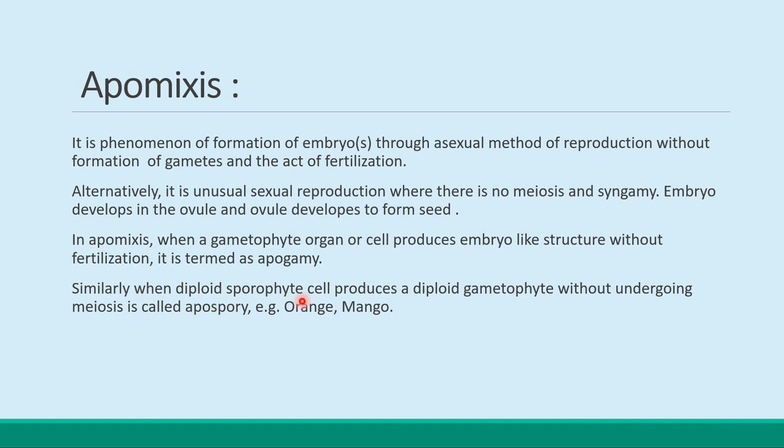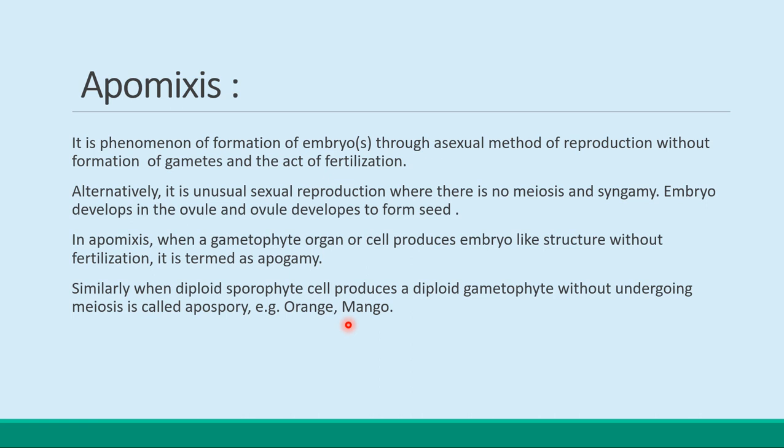Similarly, when the diploid sporophyte cell produces a diploid gametophyte without undergoing meiosis, it is called apospory. Examples are orange and mango. In some varieties of citrus and mango, the nuclear cells surrounding the embryo sac protrude into the embryo sac and develop into embryos.